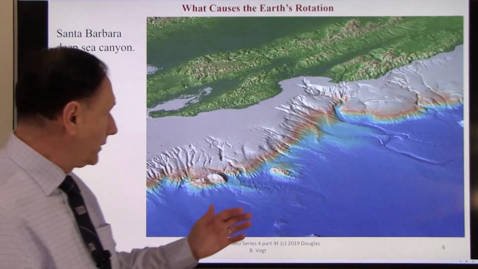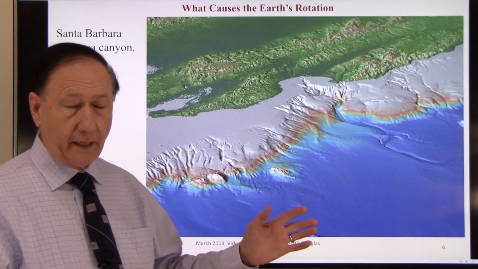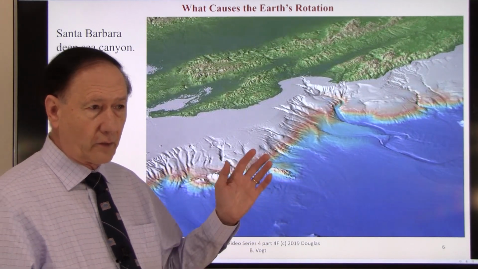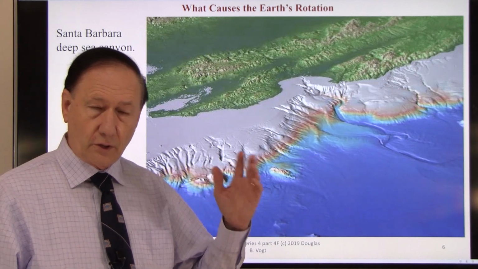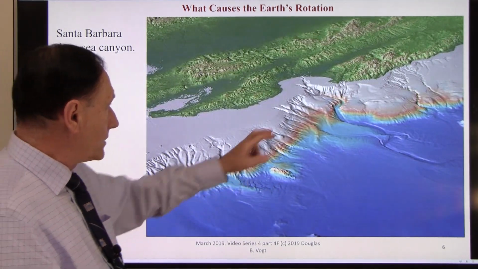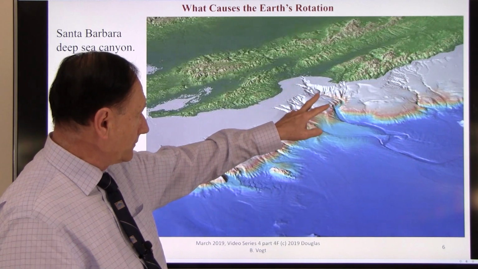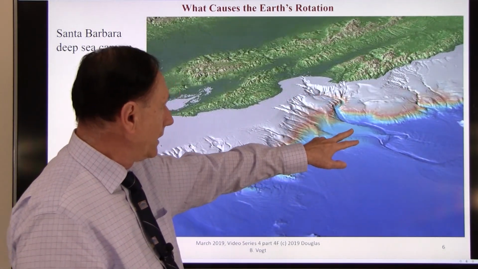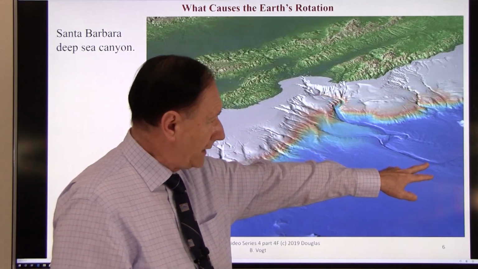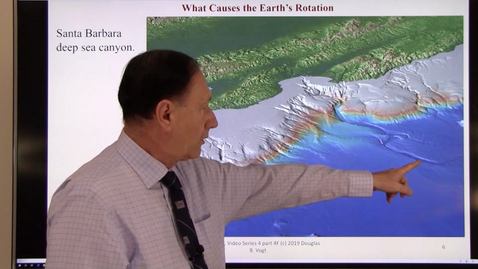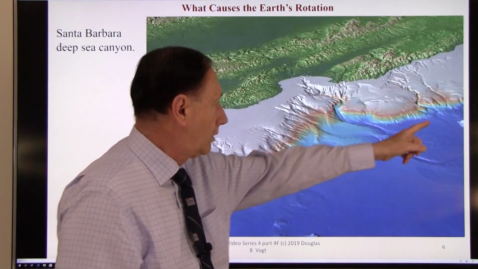Now, originally I showed you deep sea canyons. I thought that was enough to prove to you that the Earth's rotation changes, stops and then goes the other way. This is the deep sea canyons: here's San Francisco and here's Monterey Bay. And this goes all the way down to about 8,000 or 9,000 feet.